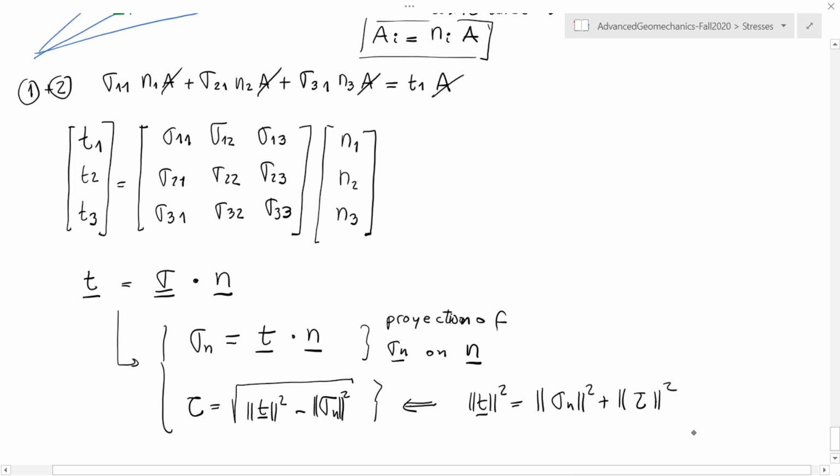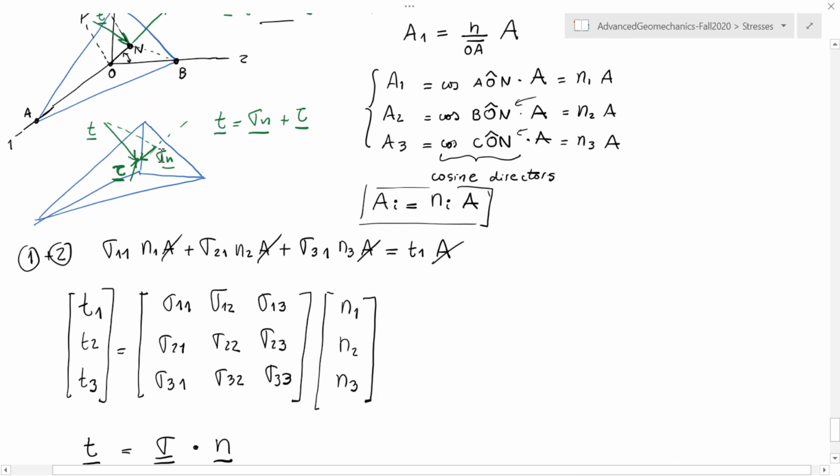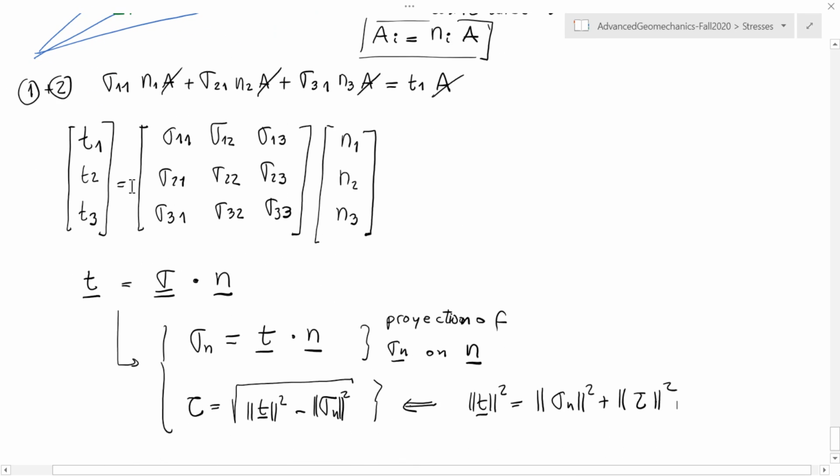So just by moving tau to the left hand side is how we obtain the value of sigma n and tau. All right, so we know now what is the value of sigma n and what is the value of tau for 3 dimensions. And we know also the direction of sigma n, because we know that it's aligned with the direction normal to the plane that I am interested in. So this is what you're going to have to do in 3 dimensions.